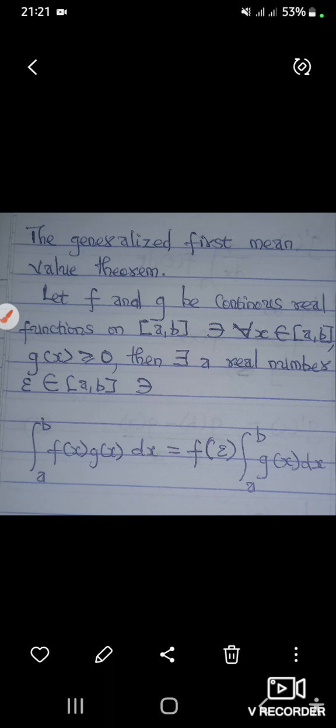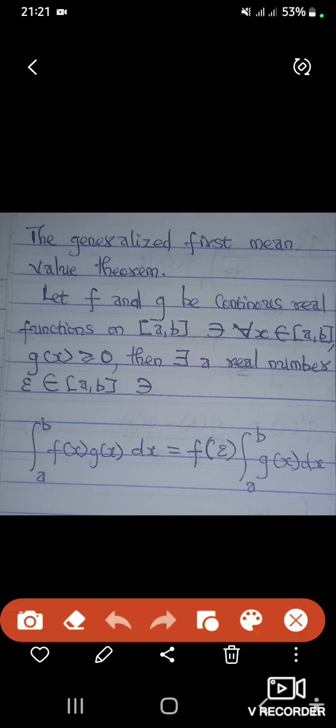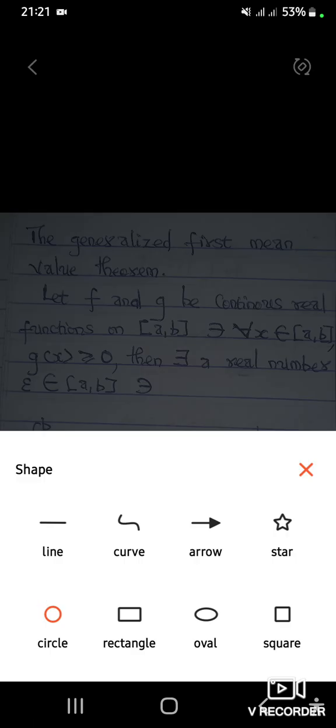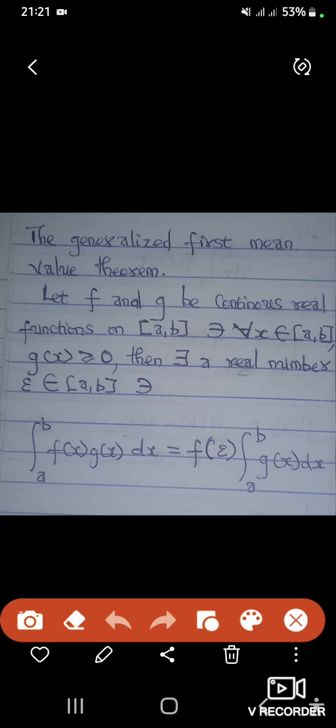Now, here is a theorem. As you can see in the picture, it says let f and g be continuous real functions on this closed interval [a, b], such that, this is the symbol for "such that", for all x in this interval, the function g we are talking about is non-negative. Non-negative means it is greater than or equal to 0.